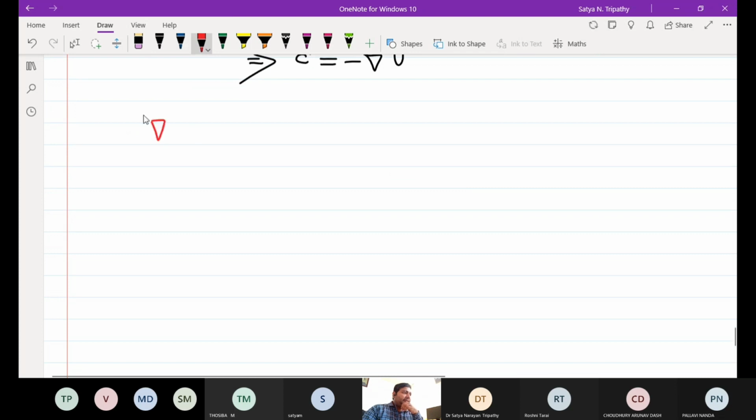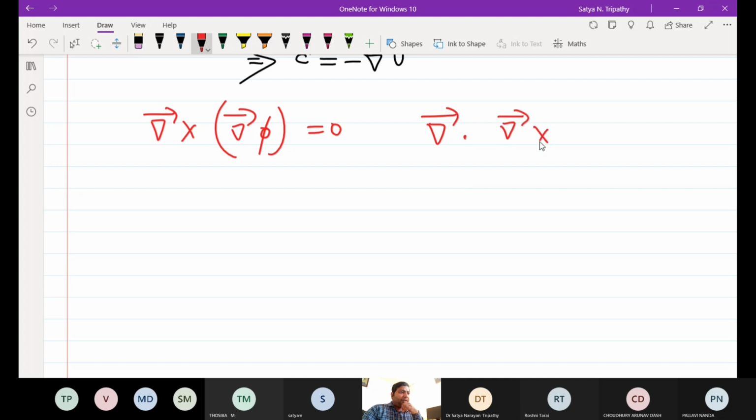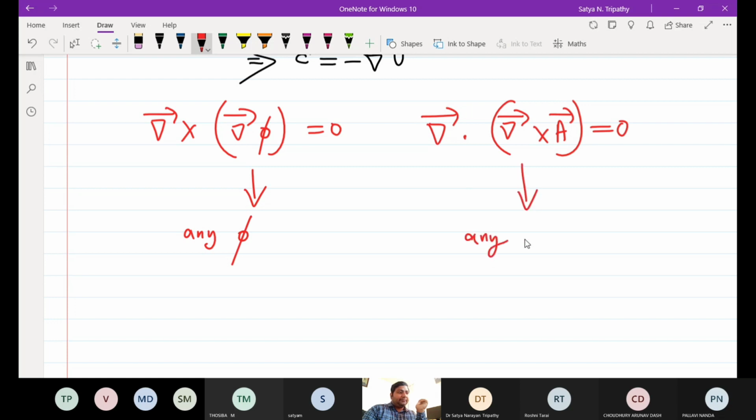You always remember this. Curl of grad phi is equal to 0. Then div of curl A is equal to 0. This is basically valid for any phi. This is valid for any A. Is it clear? We are basically using these two properties of the vector analysis. Do you understand?